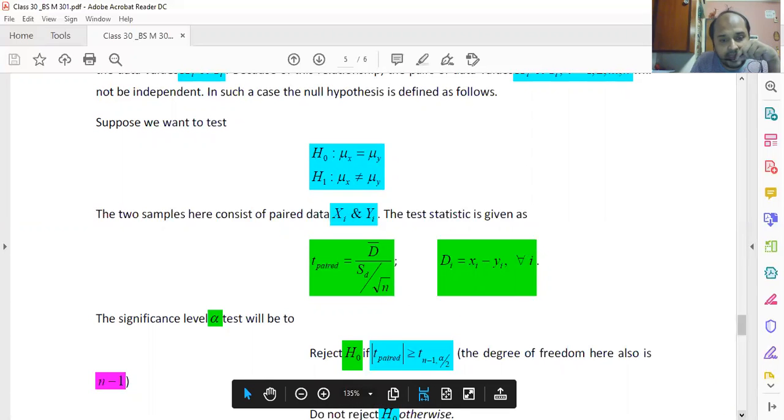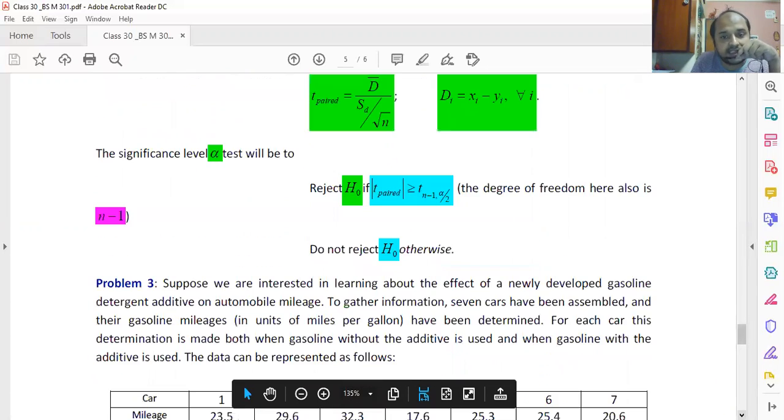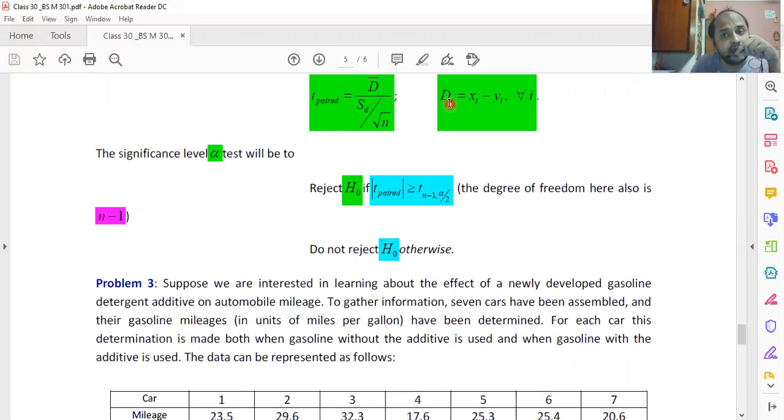And when we calculate the standard deviation of the deviations, again we have to divide by n minus 1 and not n. Therefore the degree of freedom, just like the previous example, is n minus 1. Once we calculate it, we take the absolute value of this quantity, and if it is greater than the tabulated value obtained from the statistical table, we reject the null hypothesis, otherwise we accept the null hypothesis.